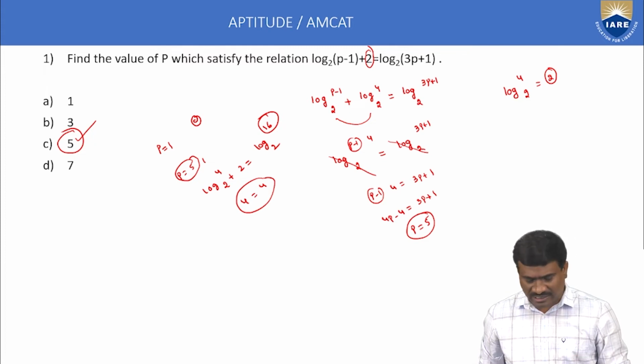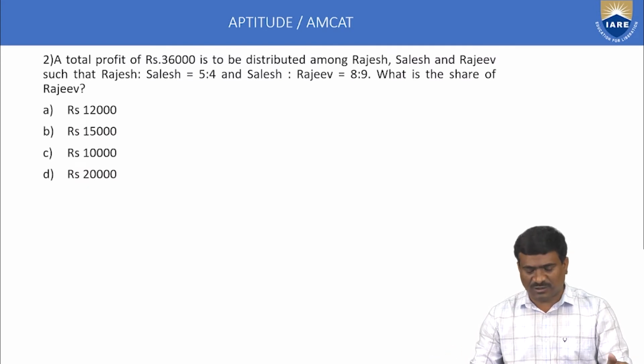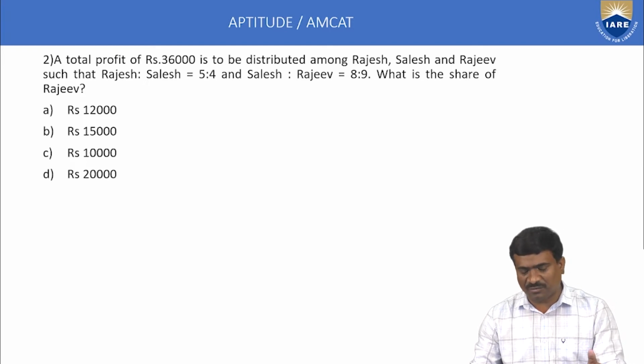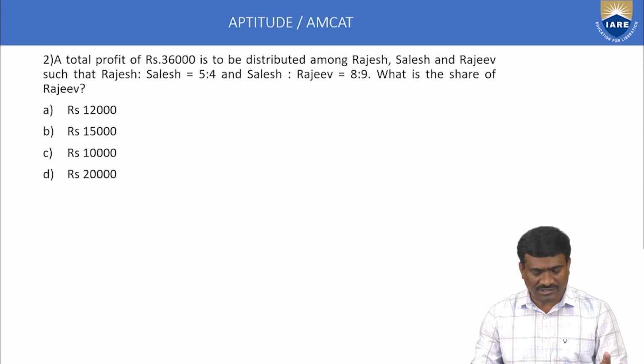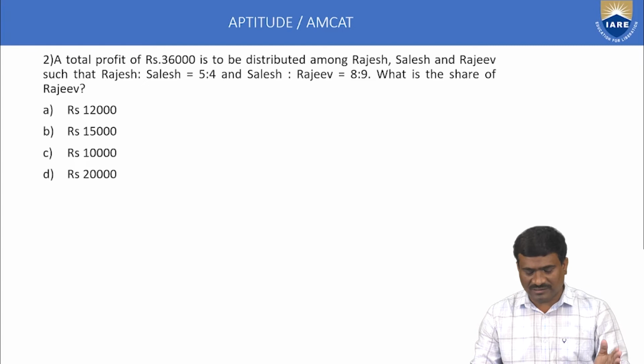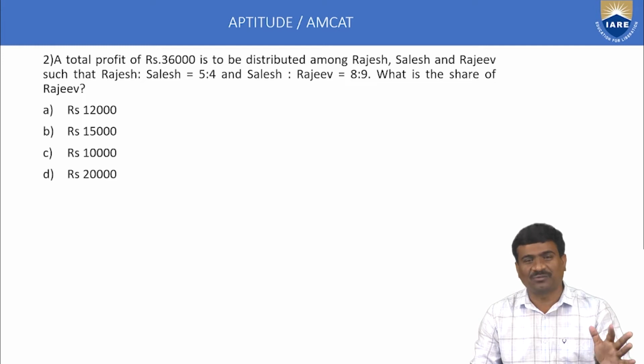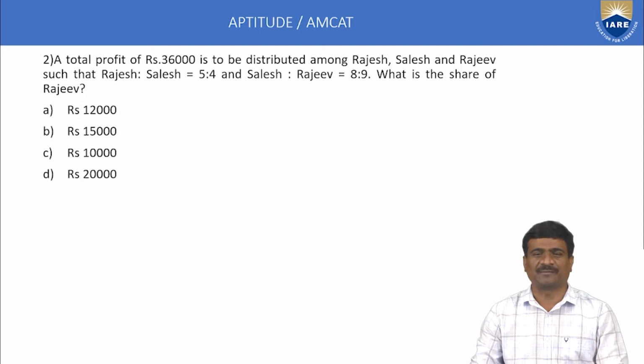Next, second example, number 2. A total profit of rupees 36,000 is to be distributed among Rajesh, Salesh and Rajiv such that Rajesh is to Salesh is equal to 5:4 and Salesh is to Rajiv is equal to 8:9. What is the share of Rajiv? Option A 12,000, B 15,000, C 10,000, D 20,000.